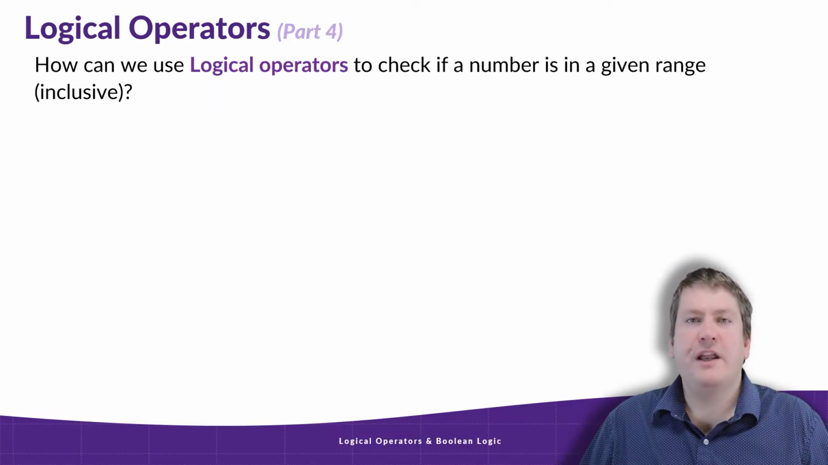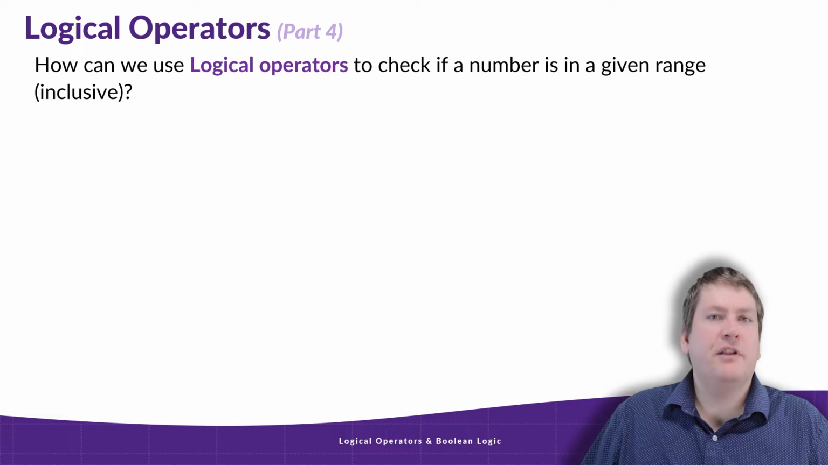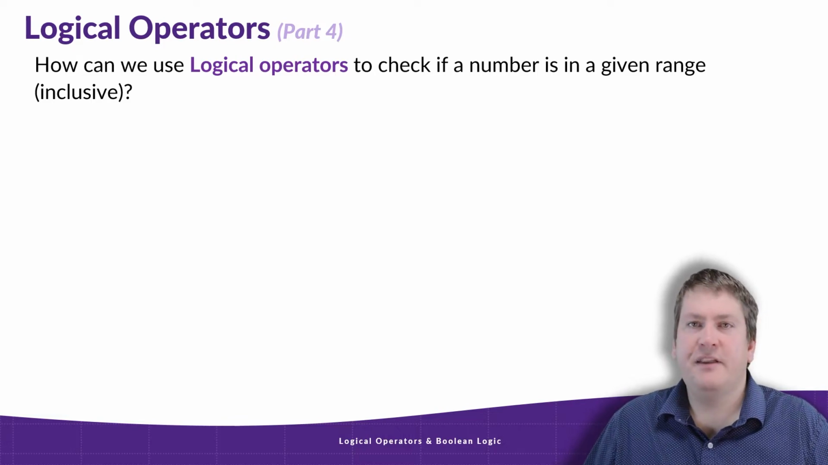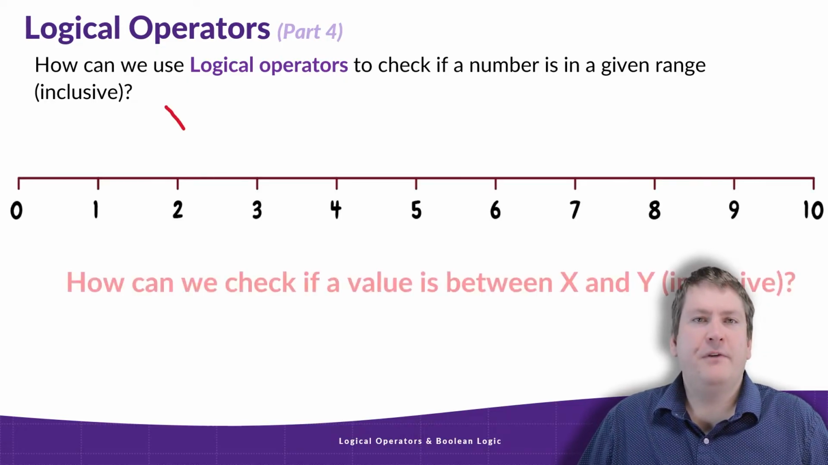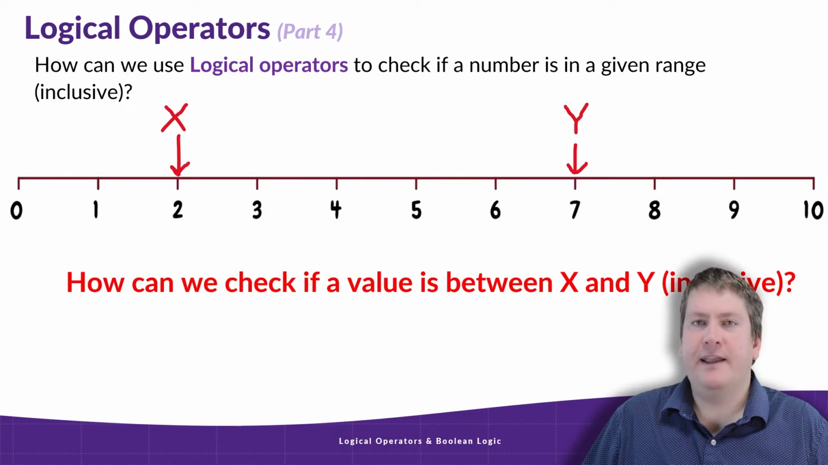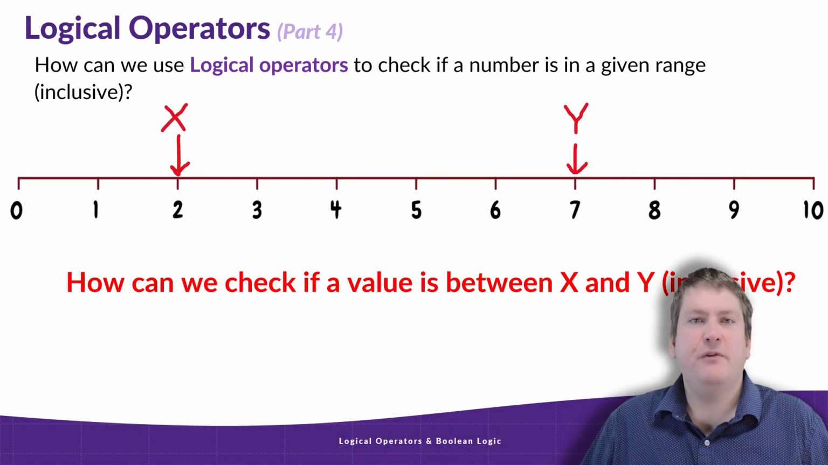So let's explore a more interesting problem. How can we use logical operators to check if a number is in a given range inclusively? By inclusively, I mean it includes the ends of those ranges. For example, let's say we have a number line like this, and we want to check if the value is between the two other values, x and y, or is equal to those values, because this is inclusive. How can we do that?